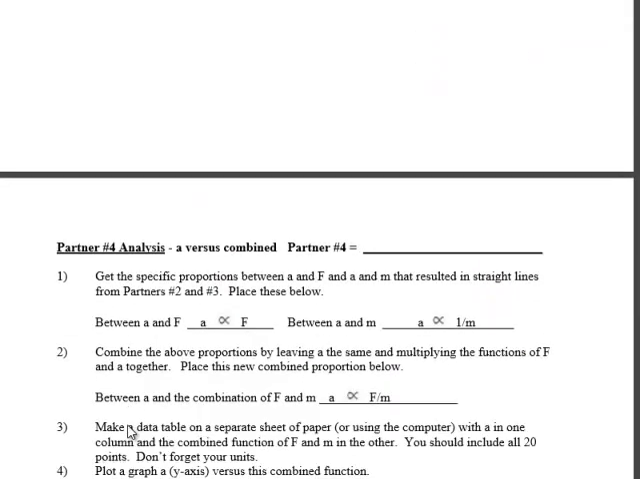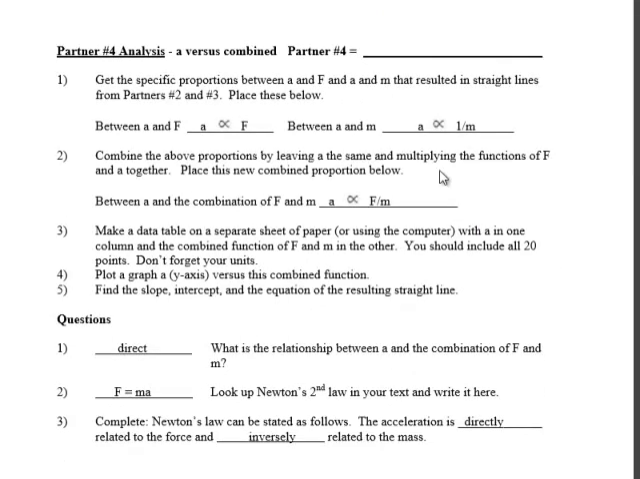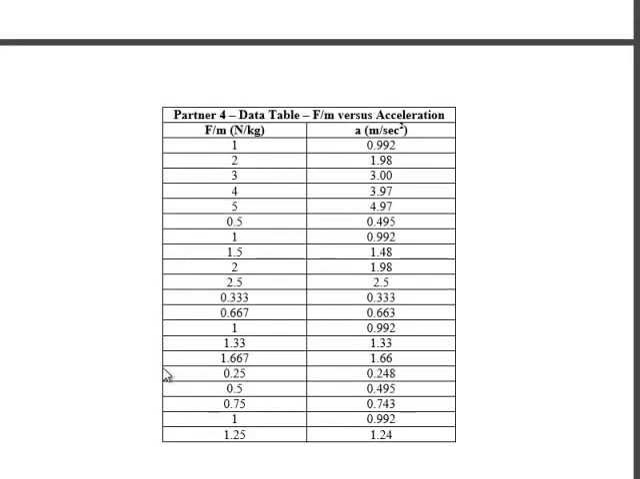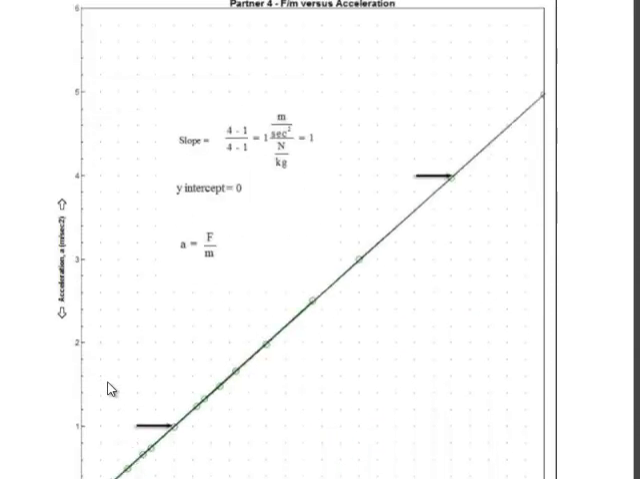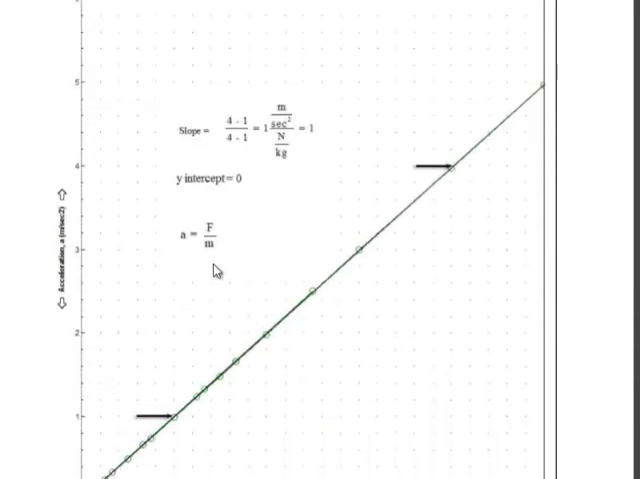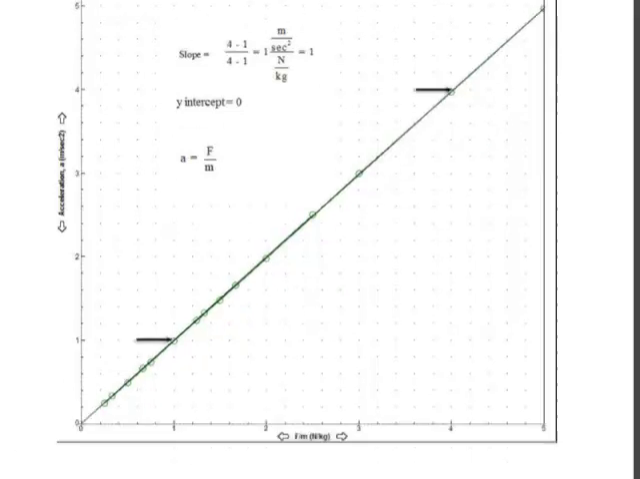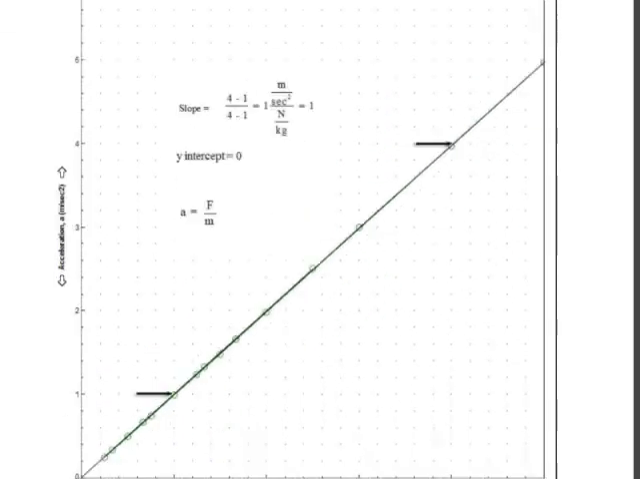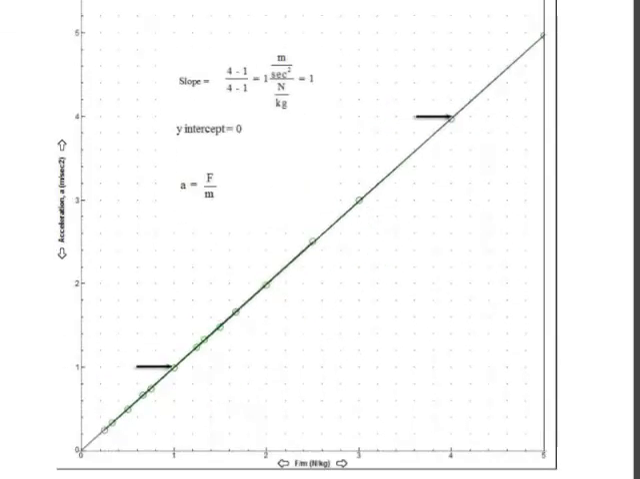And finally, partner 4 combines everything together to see that the acceleration is proportional to the force divided by the mass, doing a final calculation and graphing F divided by M versus A, which comes up with the equation F equals MA. And as you can see, all of the data fits on a straight line, proving that the equation is correct. So it's a nice lab.